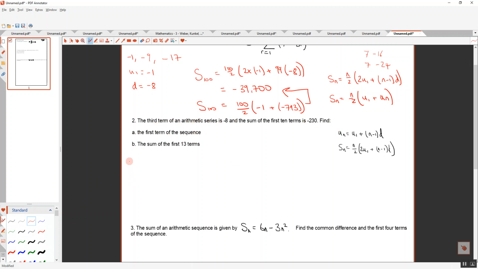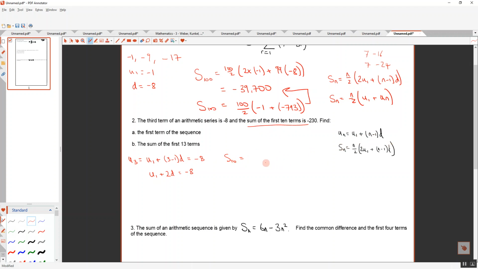So that is u3. So u3 is equal to u1 plus, so I'm subbing 3 into this formula, 3 minus 1 times d, and we're told that the third term is equal to negative 8. So I've got this formula, u1 plus 2d equals negative 8. Is that okay? And I'm going to use the other bit of information. The sum of the first 10 terms is negative 230.